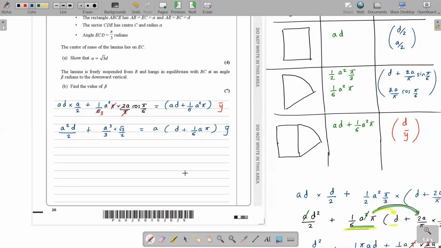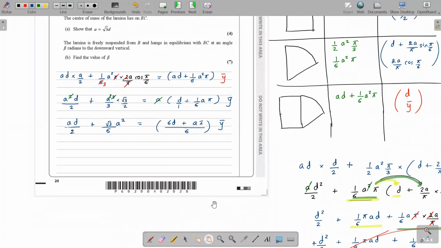Now when I've taken A out, I can remove A from all the terms. From A square, when I remove one A, a single A remains. From A cube, A square remains. And here the A will completely move out. So let's simplify. I get here AD over 2 plus root 3 over 6 A square. Shall I get the common denominator here? That gives me 6D plus A pi over 6 times y bar. It's a simplification that's a little bit tricky here. So let's input the A value as root 3 D, and this should simplify.